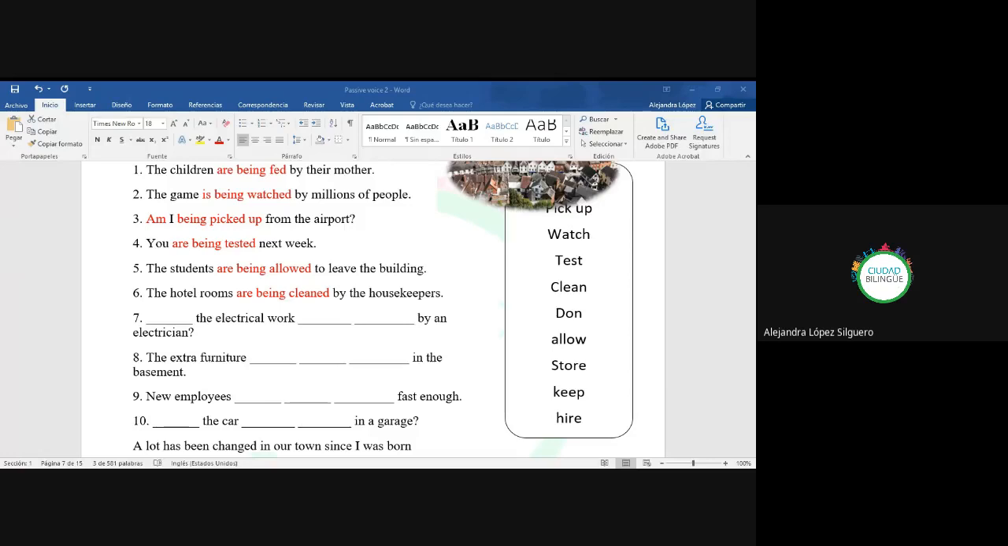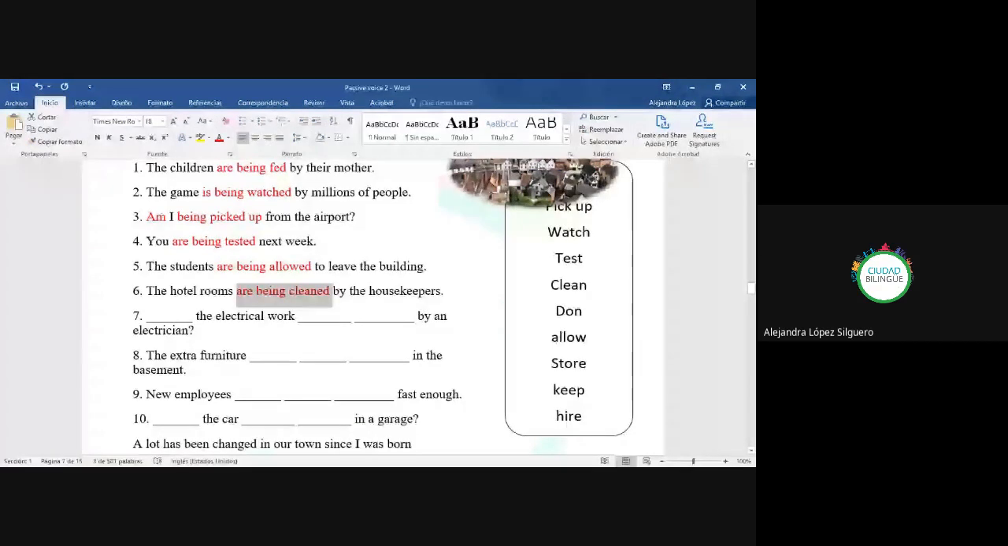What about this one? Okay, is the electrical work being, and what's the verb? Do you need to listen again? Yes, okay.